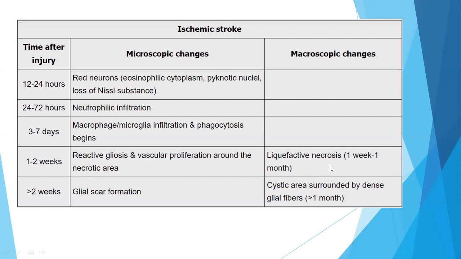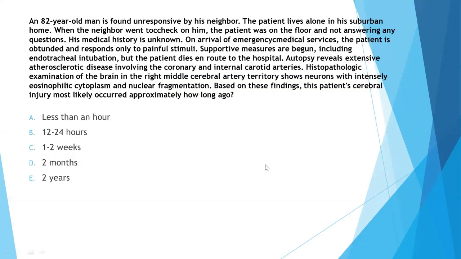Remember that liquefactive necrosis, which is extensively seen in the brain, occurs at 1 week to 1 month. And the cystic area surrounded by dense glial fibers appears after more than 1 month. So now, pause the video, look at the question and answer, and decide what the correct option choice may be.